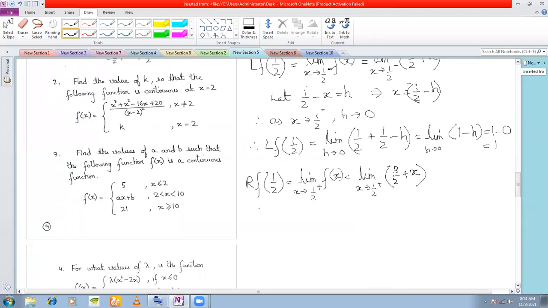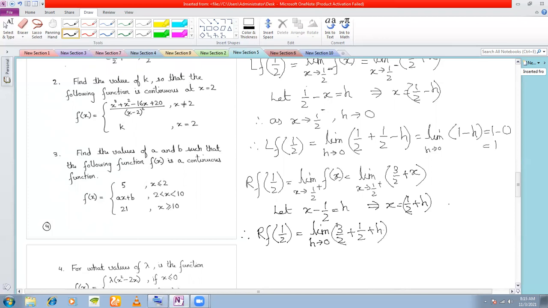Now in order to evaluate this limit, as I told you, let x minus half equal h. That means x is equal to half plus h. So therefore, RHL f(half) is equal to limit h tending to 0 of 3 by 2 plus, and the value of x you put here, half plus h. Also, as x tends to half plus, h tends to 0. And then you can proceed with your next step.